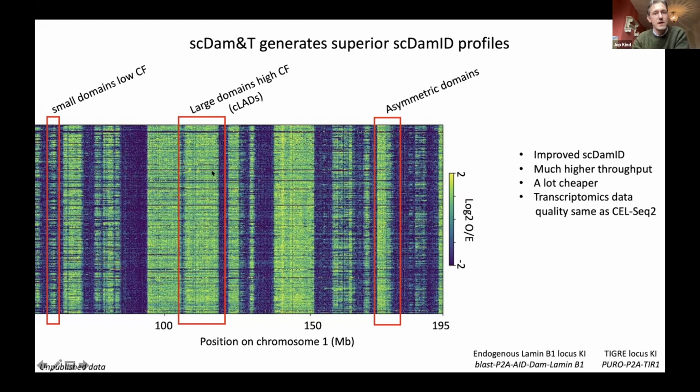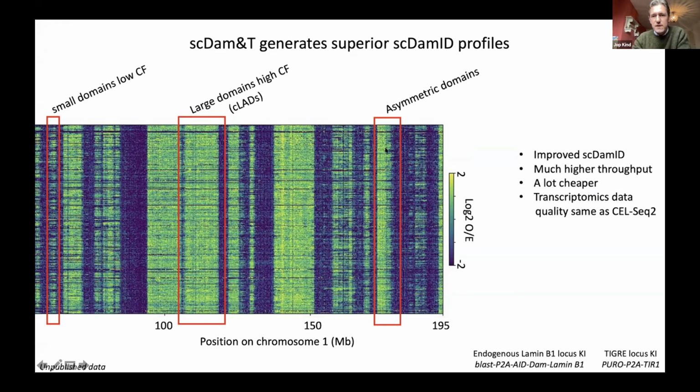And also in ES cells, as compared to what I showed you before, which was in human cancer cell lines, we see the same type of domain organization in single cells. We have small domains that have a lower contact frequency, so they associate with the lamina less frequently. We have these very big, large domains that associate with the periphery in almost every individual cell that we analyze.